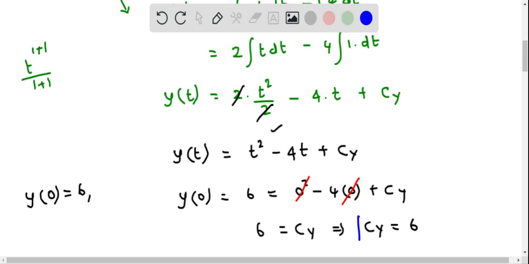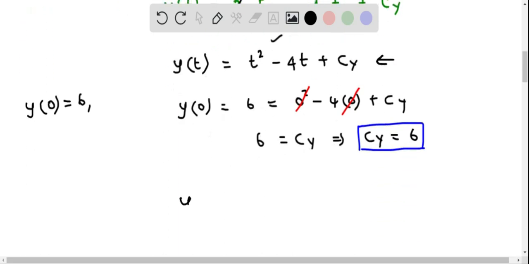So we can plug this value into the y of t equation, that is into this equation. So therefore we get y of t equals t squared minus 4t plus 6. So we have determined this y of t equation.